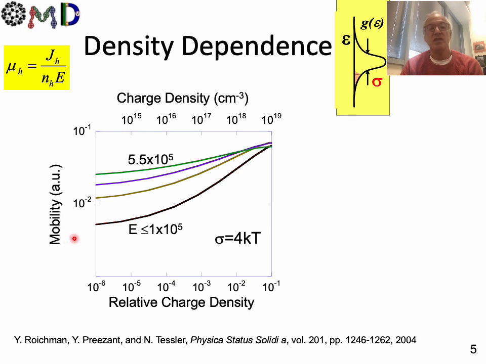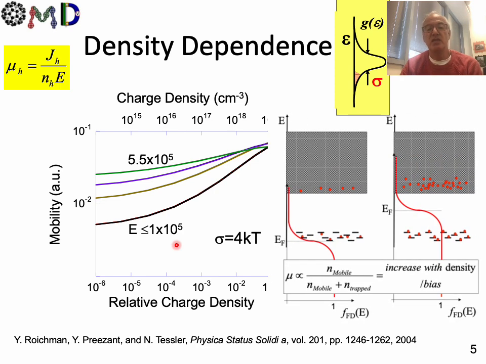And what we see here is the mobility as a function of charge density, and you can see that it goes up. Here it's the Gaussian density of states with sigma 4kT at room temperature. And this rise of the mobility with the charge density is really the reason why we have discussed traps before, because the lower energy sites which are being filled is really the effect that causes the mobility to go up.